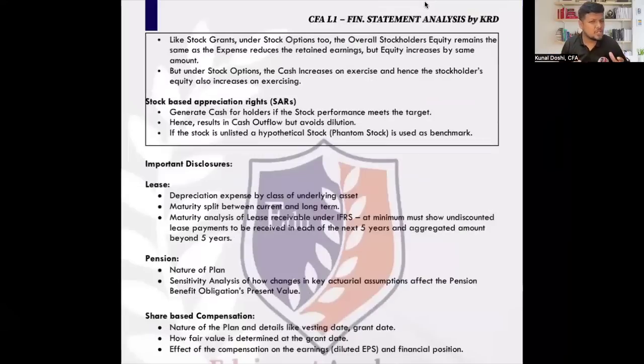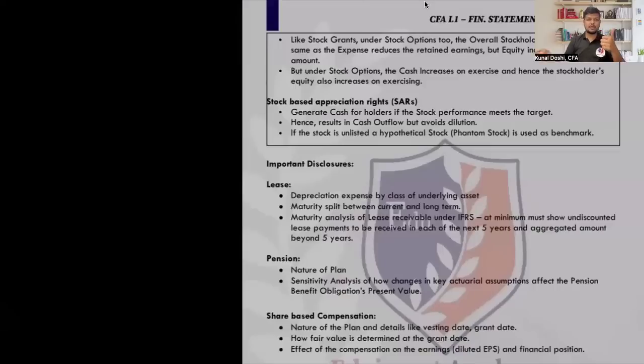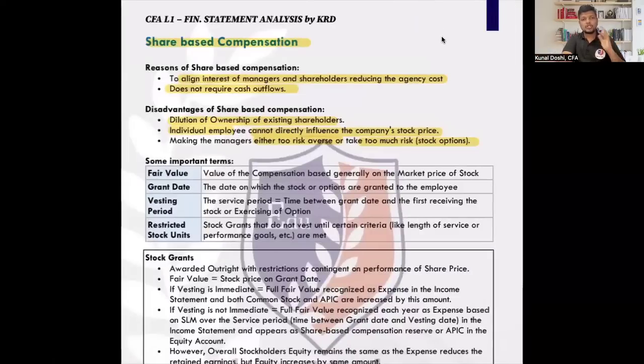And there is something called stock-based appreciation right? That is the fourth section. We'll discuss all four in bits and pieces in a very short form. And finally, there are some important disclosures with regards to this. This is where we complete this topic. Understood? So let us understand some important terms.